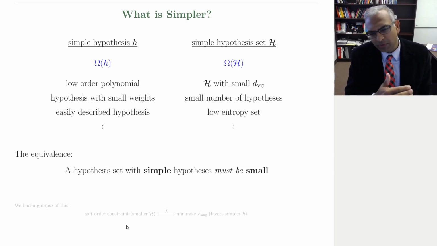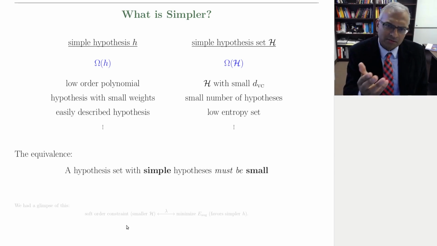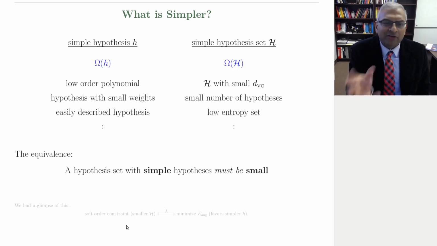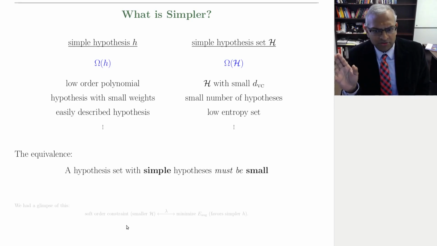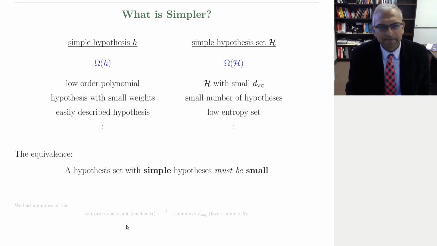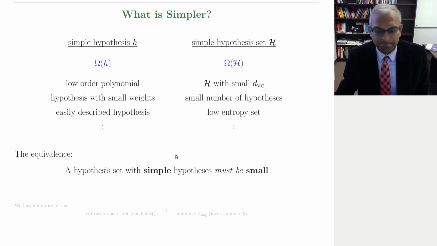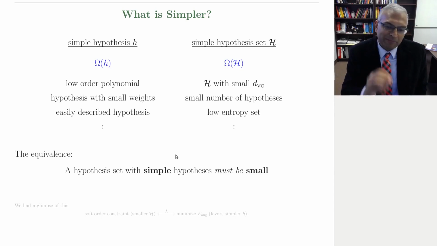So we have two. In essence, even though we might think that there are multiple appearances of simplicity in our context, simple hypothesis versus simple hypothesis set, they're essentially the same. And they're quantified by, for example, omega of H or the VC dimension or what have you. So that's what we mean by simpler, and simpler is better. So why is simpler better?